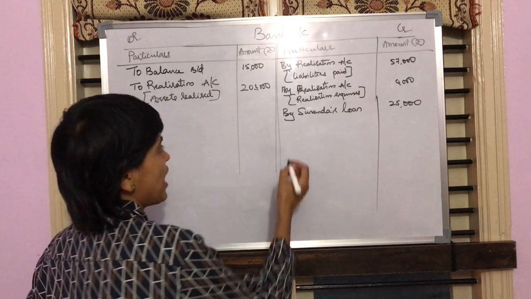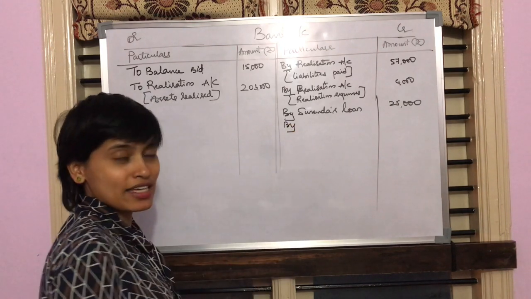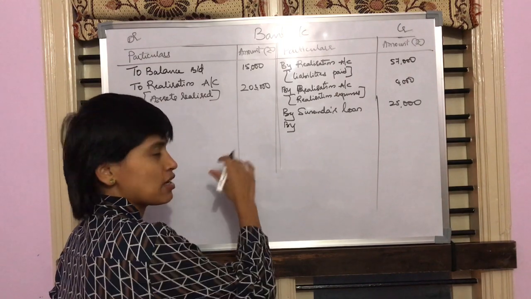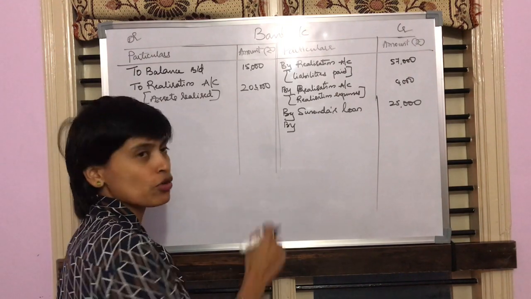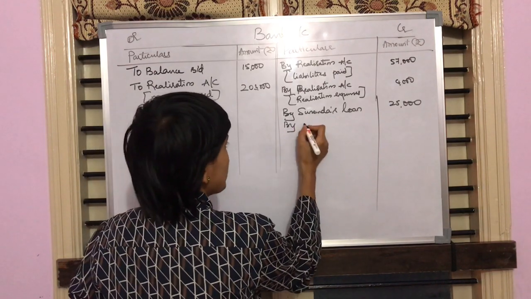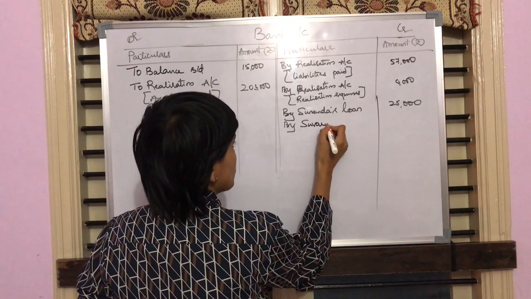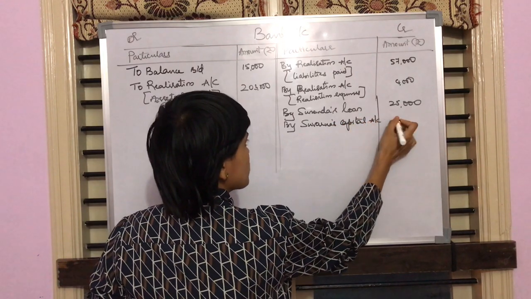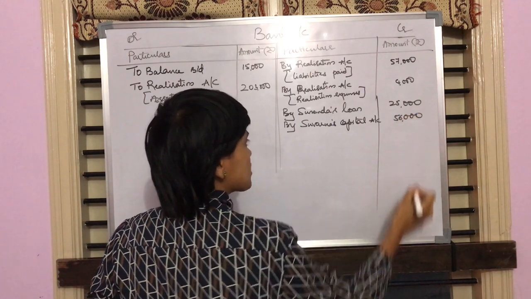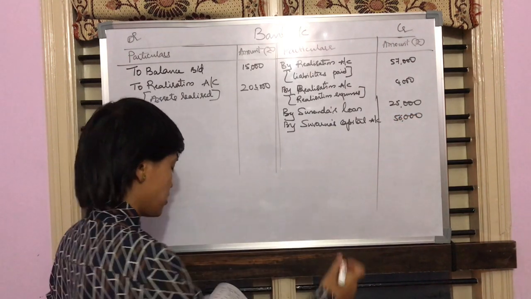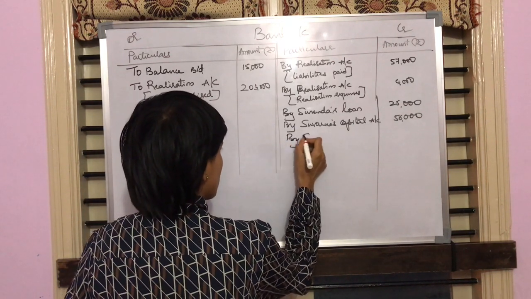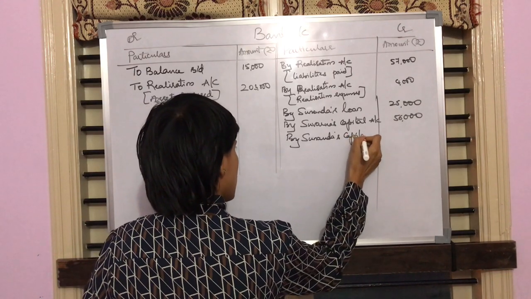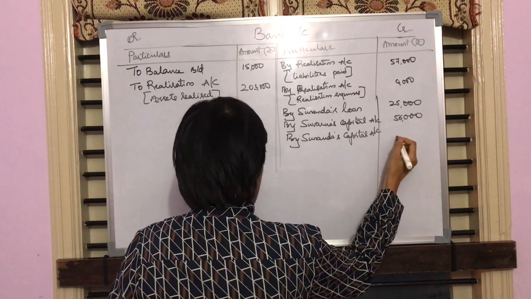Now let's follow the partners capital account. Over here we have the final balance which is written in the debit side of partners capital account. Let's bring down that information in the bank account on the credit side. We will write it as by Suvarna's capital account. Amount is rupees 56,000. The next partner is Sunanda. Capital account. Amount rupees 76,000.